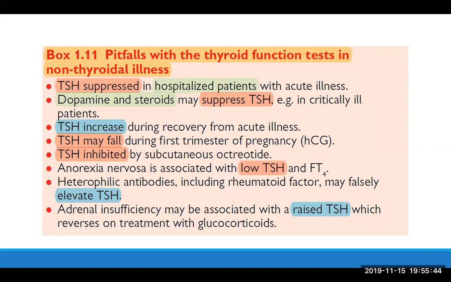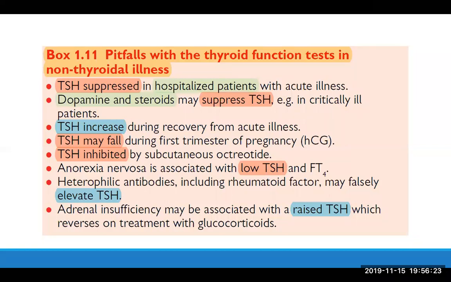And of course, TSH may be followed during the first trimester, as we know, by beta HCG, and this is a very important issue because the trimester-specific reference range of TSH is different in pregnant and non-pregnant females. TSH is inhibited by subcutaneous octreotide, the same as dopamine and steroid. These three drugs can cause a low TSH. Also, anorexia nervosa can cause a low TSH, and also FT4 will be low.